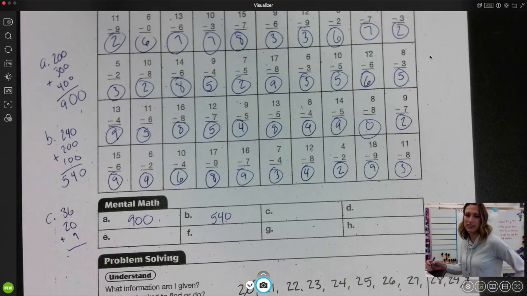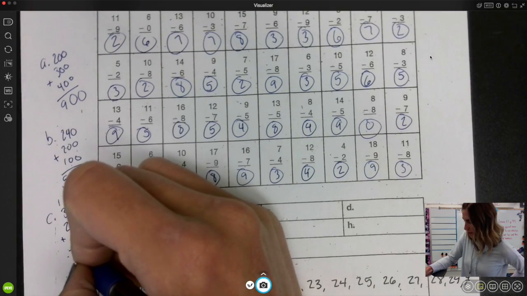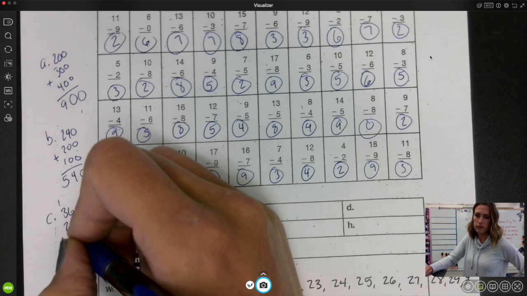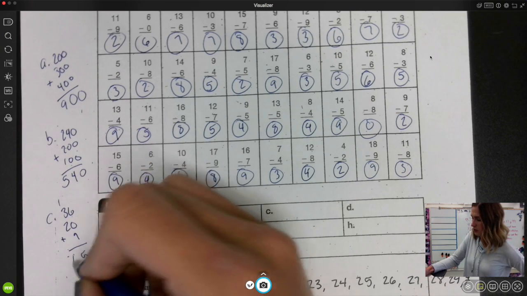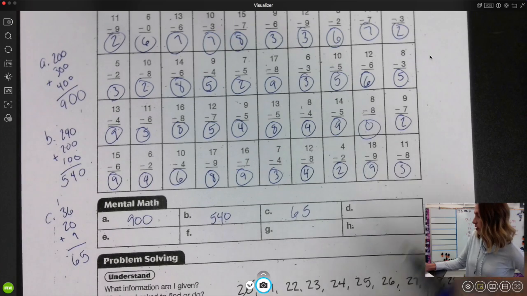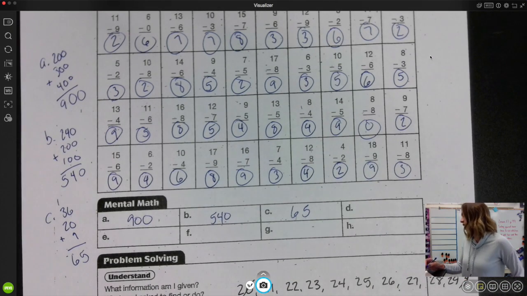9 plus 6 is 15. 1 goes up, 5 comes down. 1 plus 3 is 4, plus 2 more is 6. So you get 65. D says 45 plus 10 plus 29.